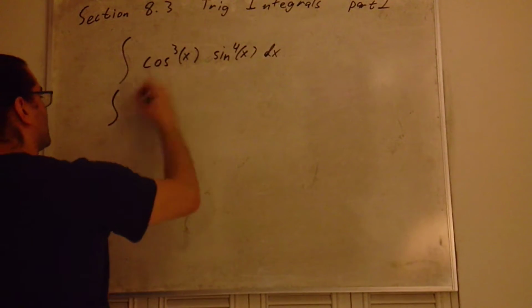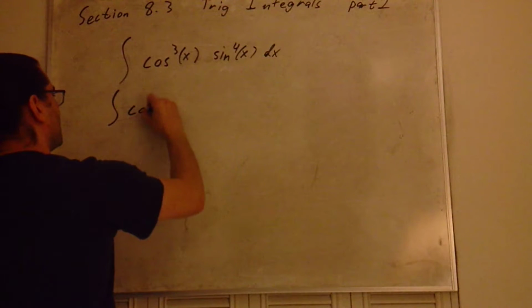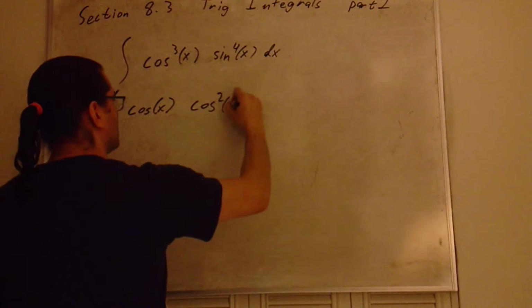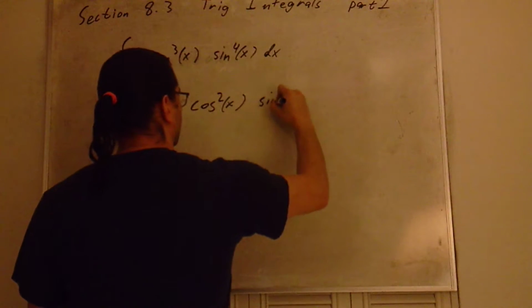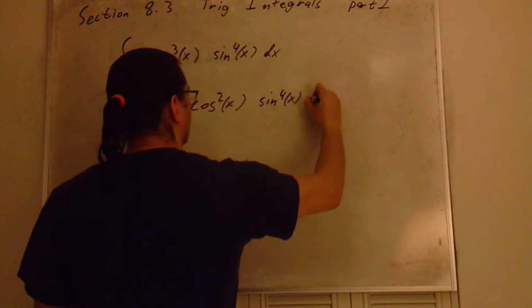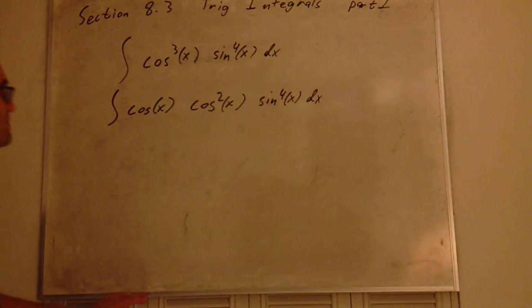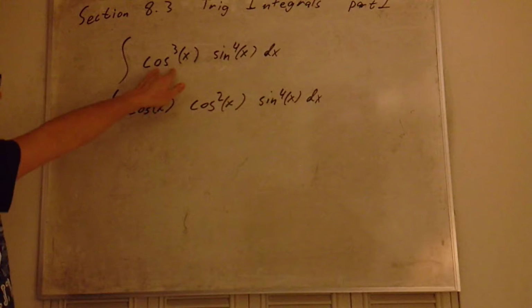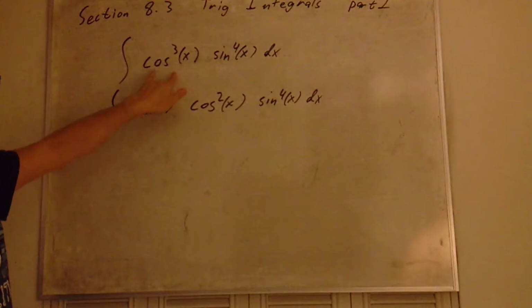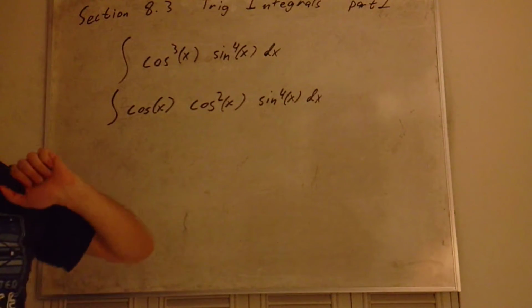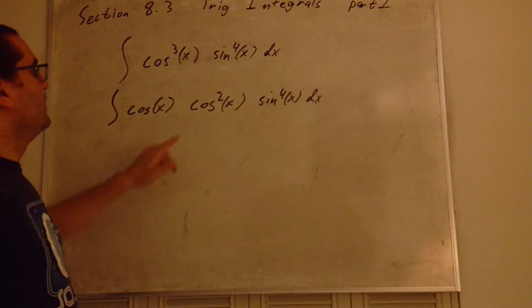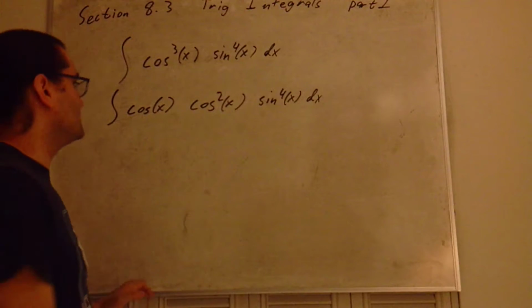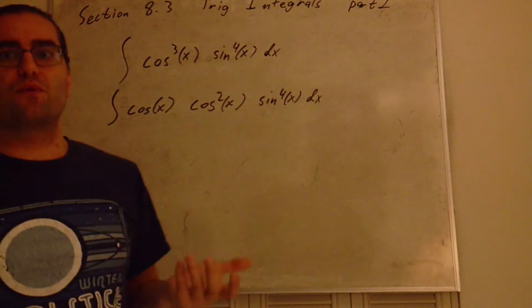First, I'm just going to split the 3 cosines into 1 cosine and 2 cosines, and then here's the 4 sines. So the 4 sines stayed the same, dx stayed the same. All I've done so far is transform my cosine cubed into cosine and cosine squared. The way that we're going to transform these cosine squareds into sines is using the Pythagorean identity.